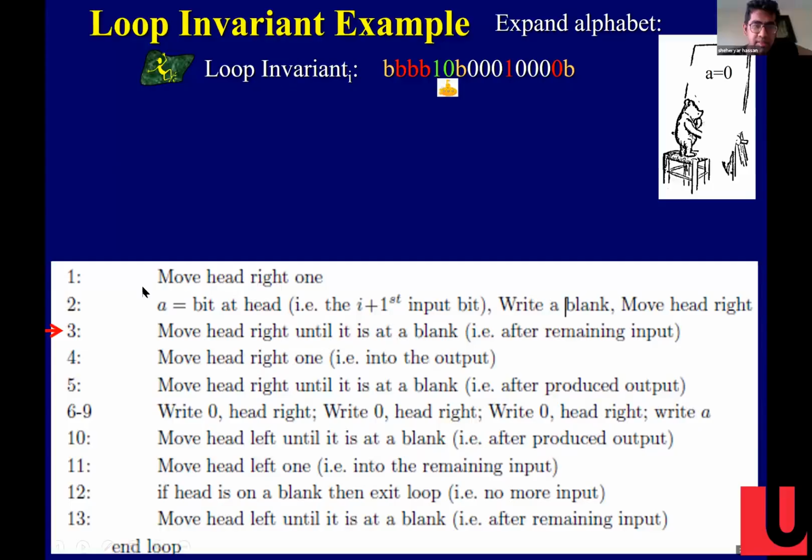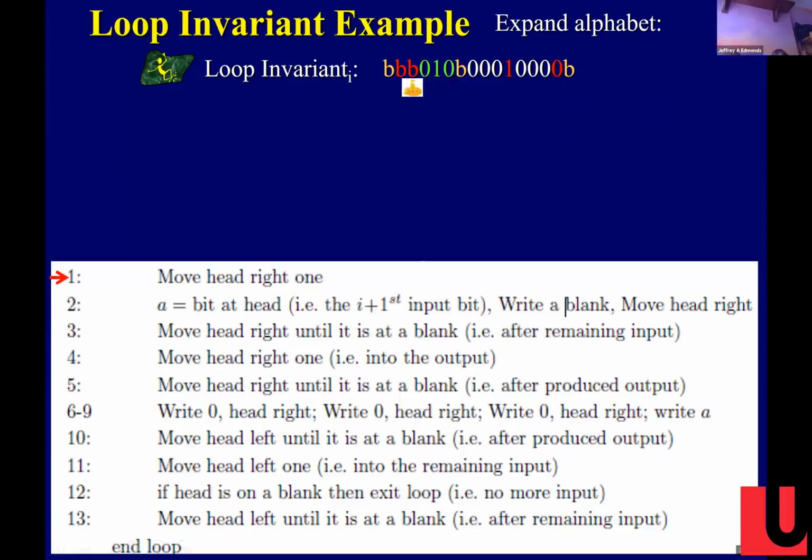What about the line 2, like bit at head? Yeah. So let's go through here. I'm on line 1, and at line 1 I know the loop invariant's true. So I know I have this picture, right? And if this is my picture, what do I want to do? I want to move the head over, right? So there, I moved the head over.